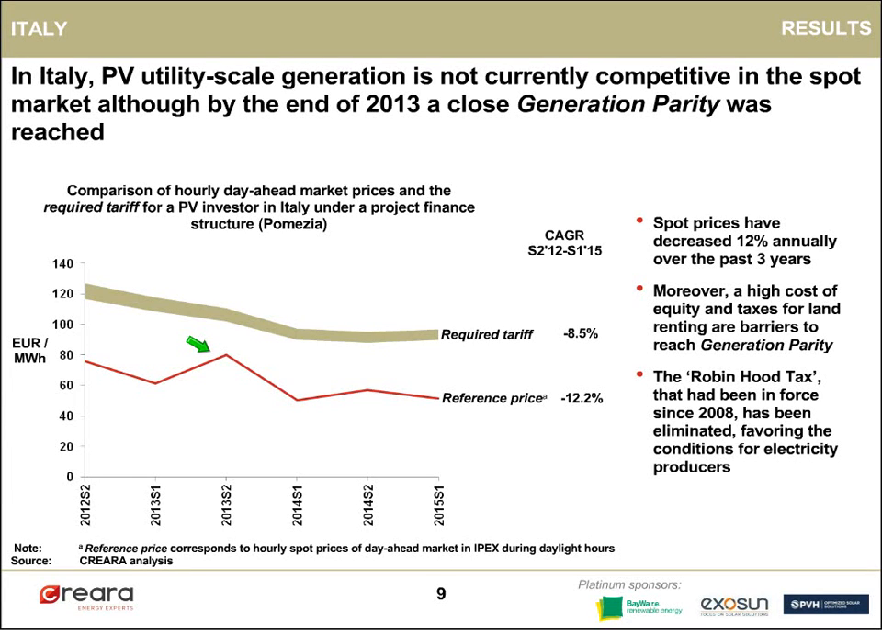But the high cost of equity and the taxes for land renting have been a barrier to generation parity for installations in Italy, which have actually achieved a decrease in the required tariff of above 8% per year. On top of that, the Robin Hood tax that had been enforced since 2008 was eliminated in 2014, so the conditions for the electricity producers have actually improved.